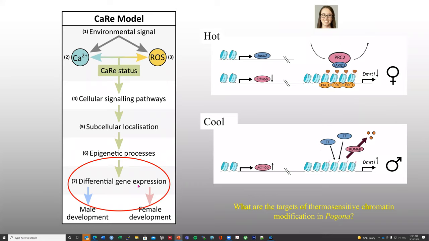Finally, in terms of this process, we're going to look at the targets of these epigenetic processes. So in the turtle it is DMRT1. But one of the great things about this is that the promoter region that's targeted by these chromatin modifier genes doesn't have to be DMRT1. It could be any sex gene. Could be AMH, for example, in Pogona. So we're going to use ChIP-seq and other techniques to look at the targets of thermosensitive chromatin modification in Pogona. And we may find that it's not DMRT1, but another gene that's important for determining male or female development. So that'll bring the whole picture together really nicely.